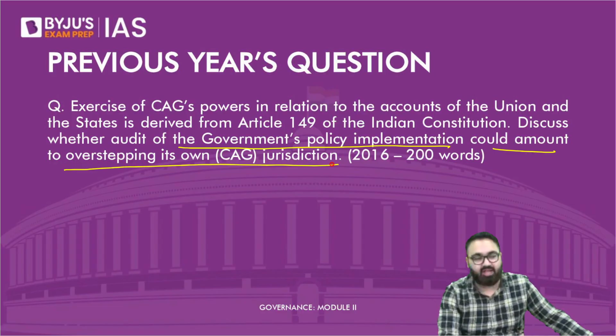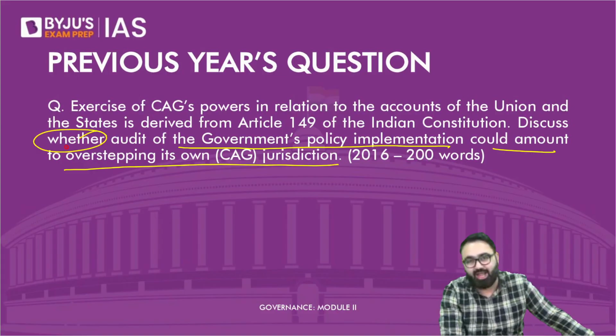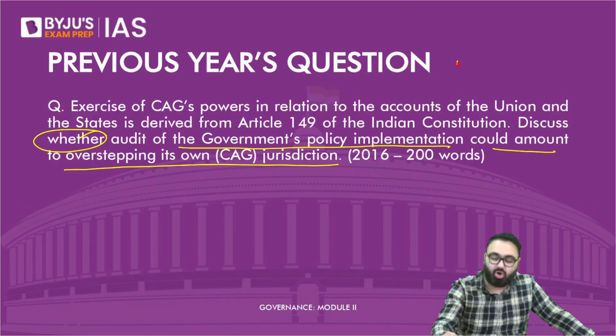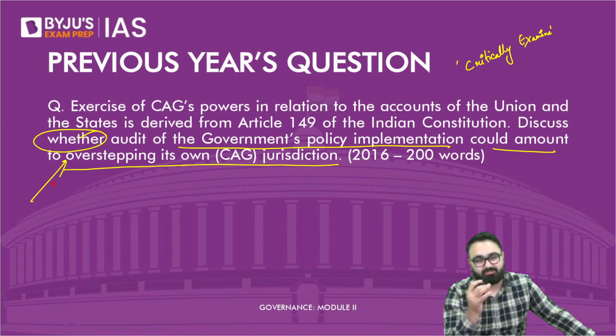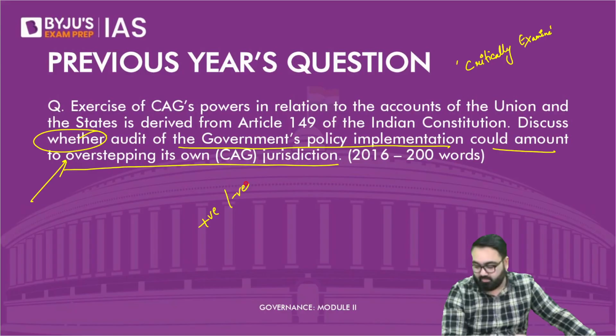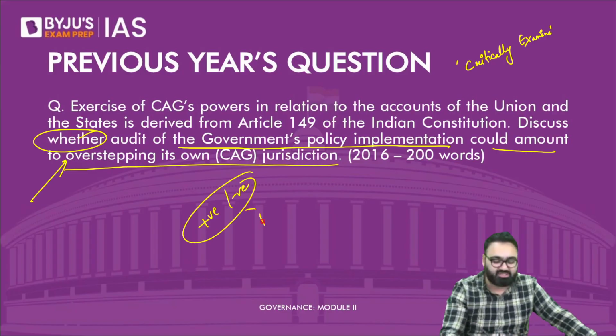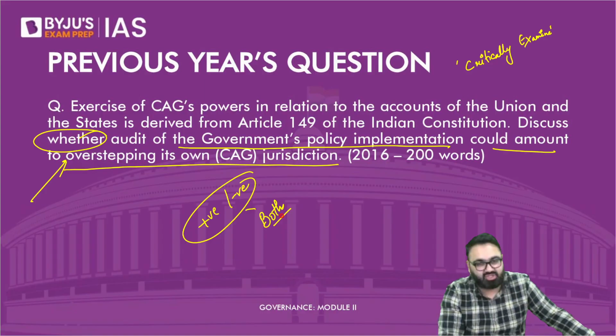When you have these kinds of questions where you are asked whether something is happening or not happening, or when you have the term "critically examine," or questions about whether something will happen or not, it usually means that you are expected to give both the positive and the negative side of the story. So try and give arguments from both sides.